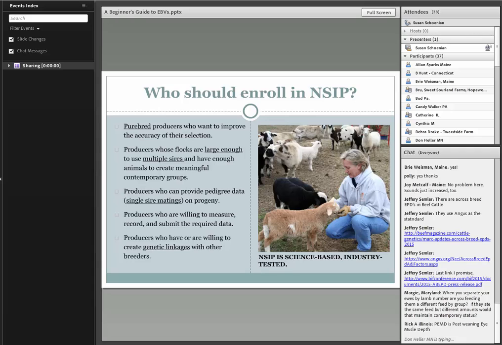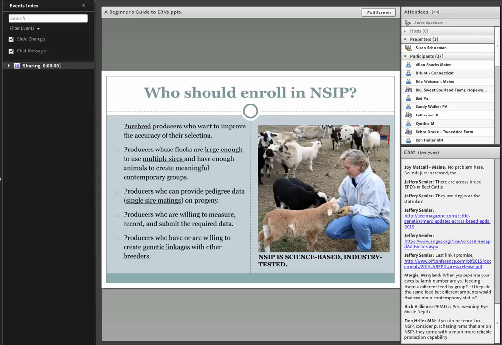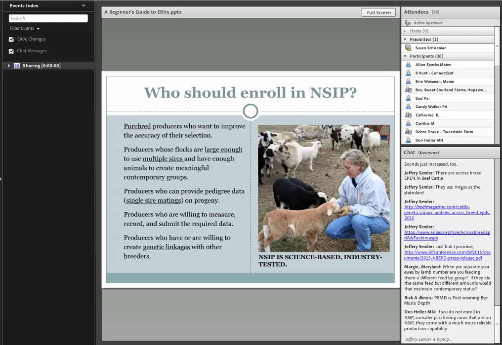And then probably just as important is you have to have, or you have to be willing to create linkages with other flocks. Without the linkages, you still get within flock EBVs, and that still can be beneficial to you. But the true power is being able to link to other breeders and to be able to make comparisons to other flocks and herds. Otherwise, there absolutely is no way to make those comparisons. Bigger is not better, because bigger is probably a result of the environment.